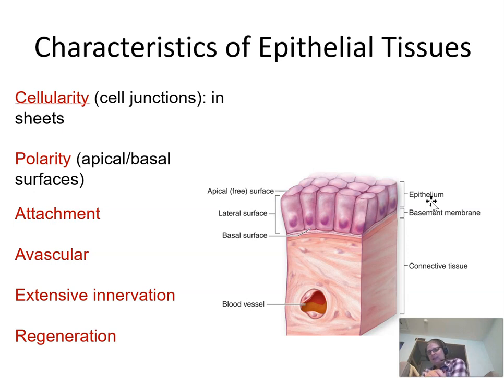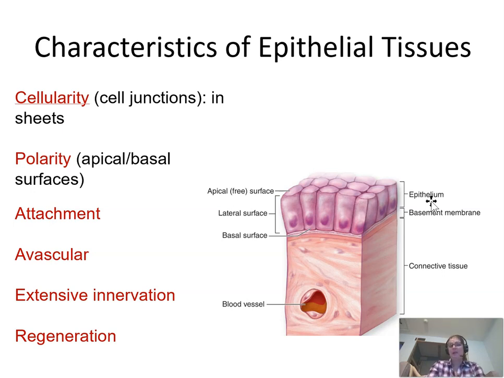So characteristics of this, a little more detail here. First of all, their cellularity. I said that they have tight junctions, so in sheets. A really good example of this is, have you ever peeled a sunburn? As you peel that, it comes right off, right, in one sheet. That's because the cells are held tightly together. There's no matrix. It's just cells.